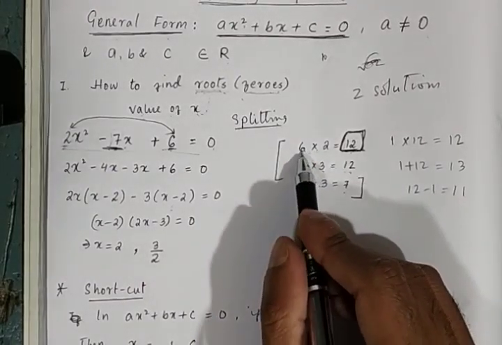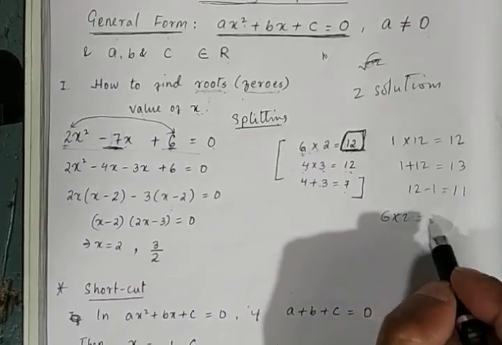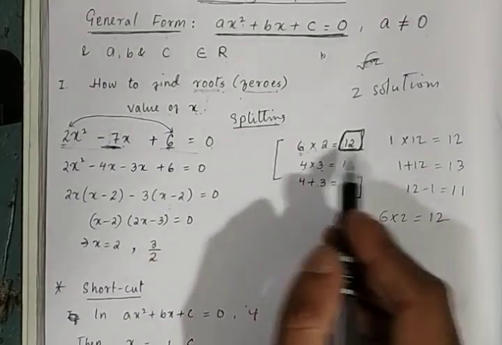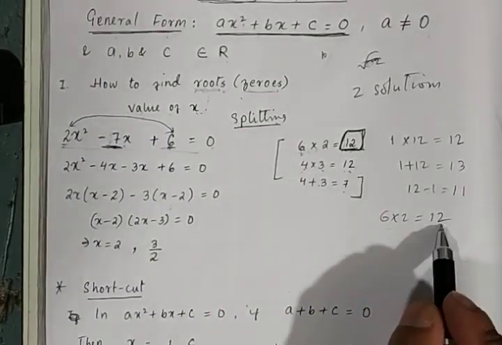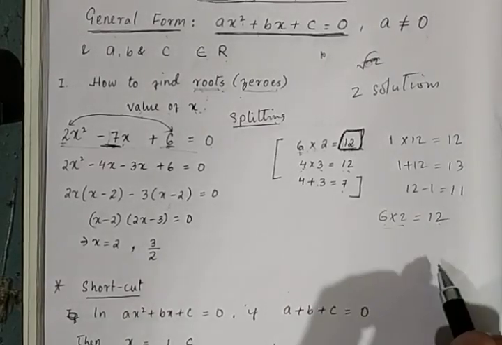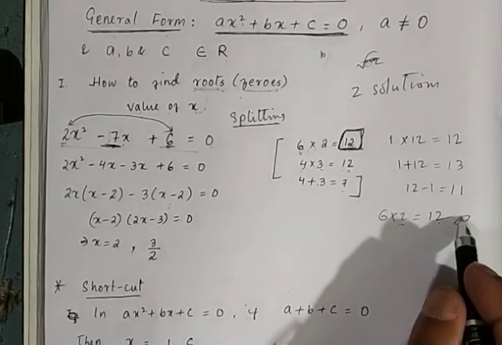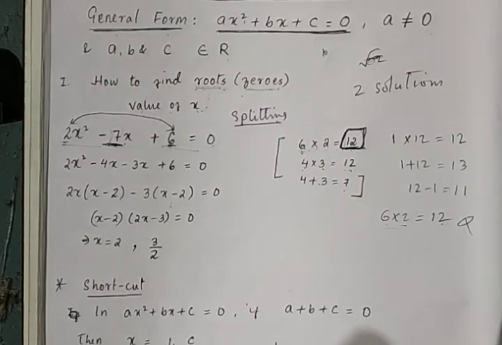Similarly, when you see this one, 6 2s are also 12. Sometimes we can use 6 2s are 12 directly, but when we add it is 8, and when we subtract it is 4, so we can't use this one. I hope things are clear.